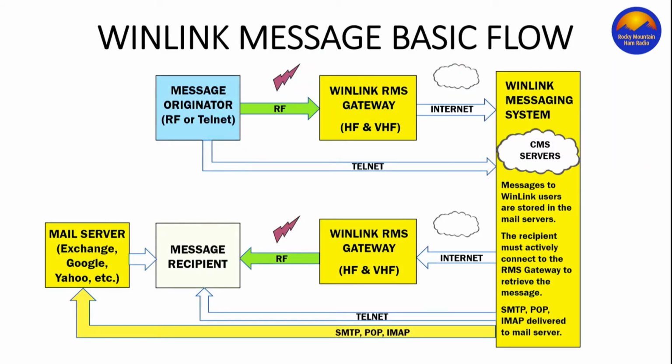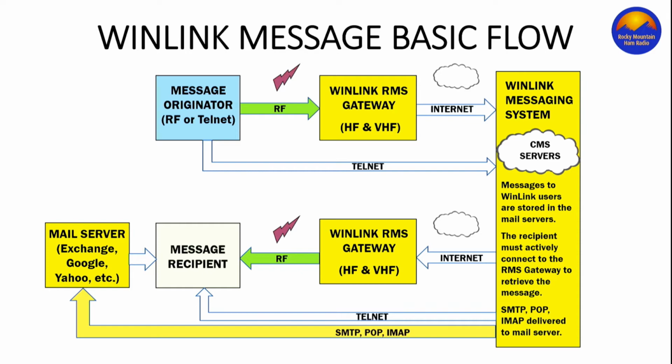So this is a basic message flow, and various ways of doing it. Up there at the top left, you're the message operator, for example. You can connect to the CMS servers, as we've talked about, either by RF or directly with Telnet out to that CMS server. If you're going to do RF, you're going to go through that Winlink RMS Gateway that you see there in yellow, and it's going to be on HF, or on VHF or UHF. It goes out to the CMS server, and that message just sits there in the server. It doesn't go anywhere. It just sits there.